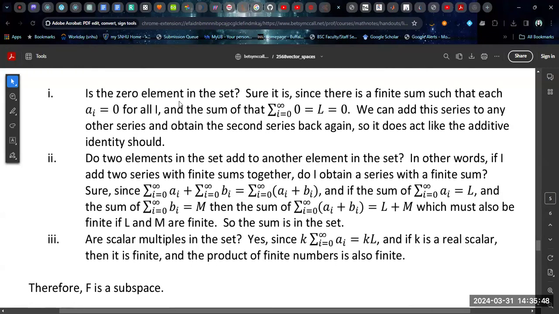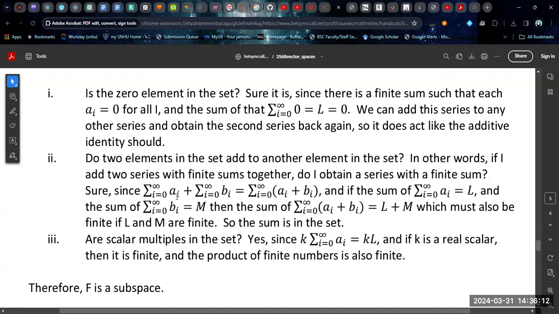Is the 0 element in the set? Well, yes, because if I'm adding up zeros, my limit is going to be 0. So yeah, that is a finite limit. So it does act like the additive identity should. If I take any two elements in the set and add them together, are they also in the set? So is it closed under addition?